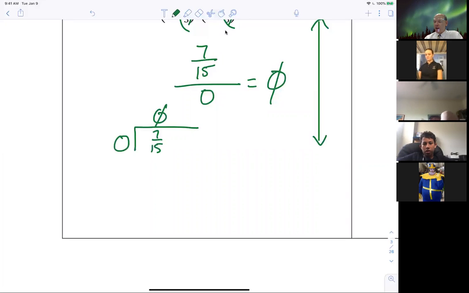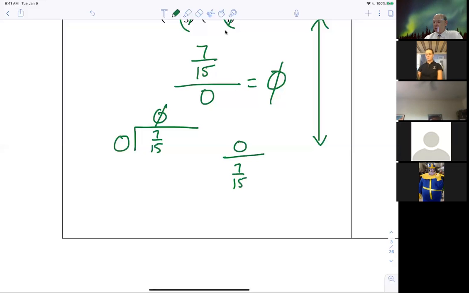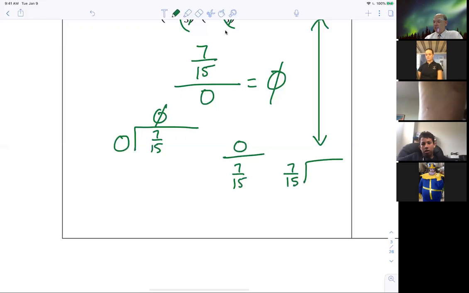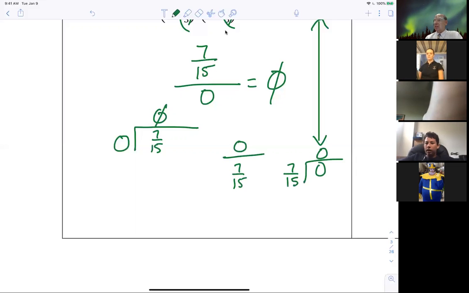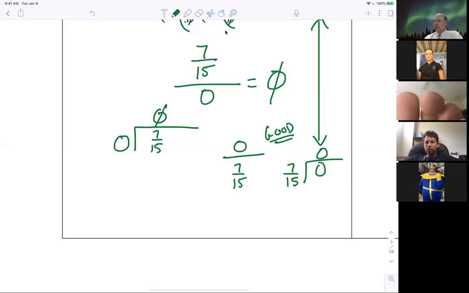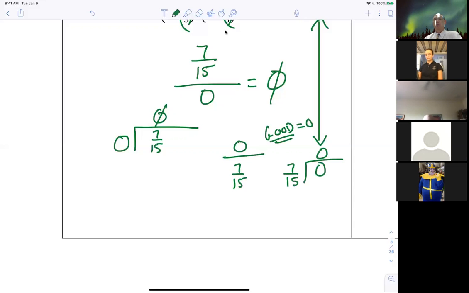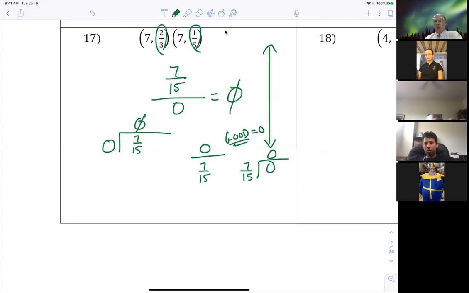However, if I did, for example, 0 over 7/15, you write it like this. What times 7/15 is 0? That one is 0. So 0 in the numerator is good. That just means it's 0. 0 in the denominator is bad because you can't divide by 0. That's why it is considered undefined. Very important information.